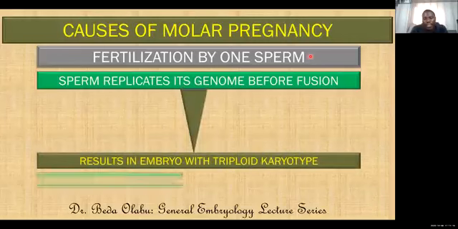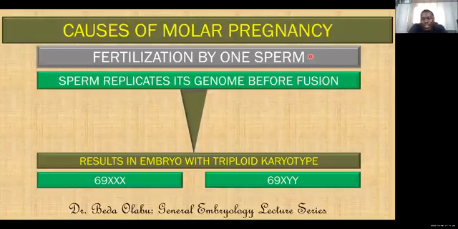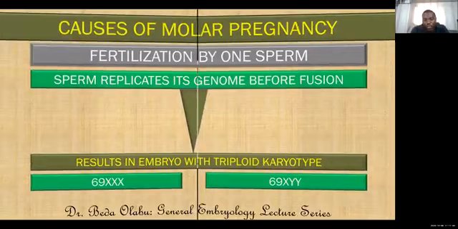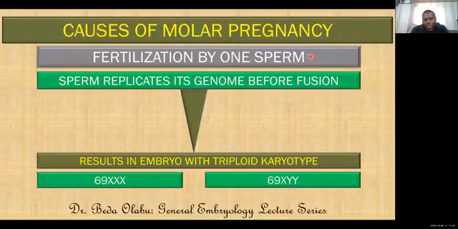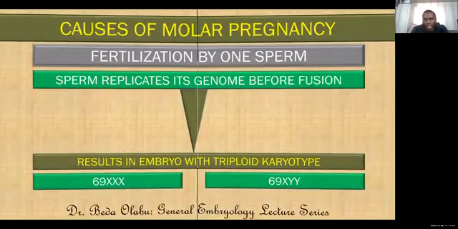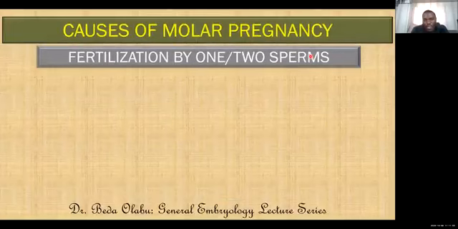In this case, the embryo can either be 69XXX or 69XYY. The concept here is that if the Y sperm is the one that entered, then it will be 69XYY. If the X sperm is the one that entered, then it will be 69XXX. It was a single sperm replicating its genome. The third possibility, so this second possibility will also give you partial molar pregnancy. But this third one will give you complete molar pregnancy.